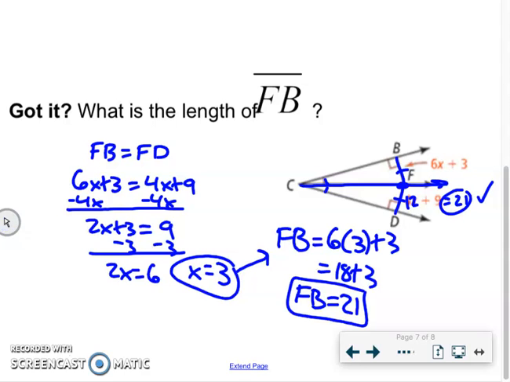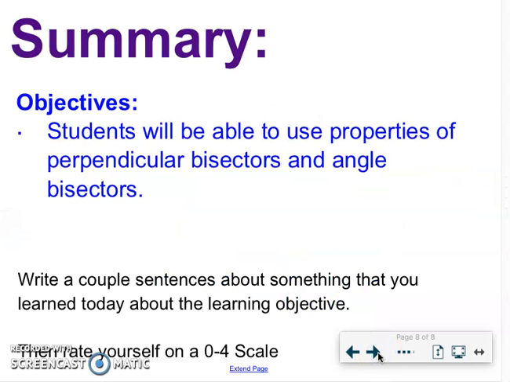So with perpendicular bisectors or angle bisectors, what happens is you have equidistant points from anything on that bisector. So that's kind of the gist of it. A lot of setting things equal.